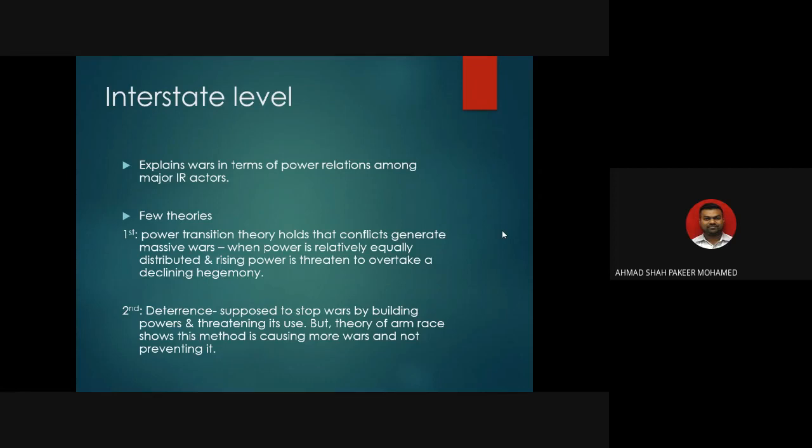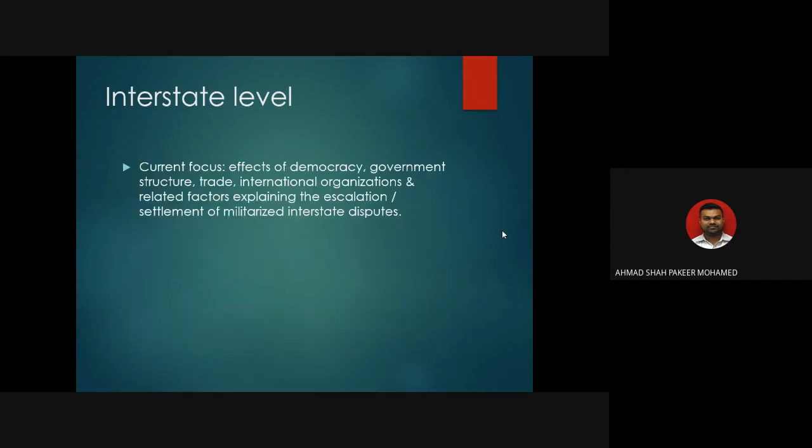So they're avoiding war. For example, we can look at America itself. America's biggest enemy is North Korea until now. Still, a lot of press conferences have been held by the president of America accusing North Korea and saying that they want to lead to war. But still, until now, the war didn't happen. So it feels that nuclear power is one source of deterrence in the international system to avoid wars. Okay, interstate level again. Next, the current focus is the effect of democracy, government structure, trade, international organizations, and related factors explaining the escalation and settlement of militarized interstate disputes. Okay, this is the current focus.